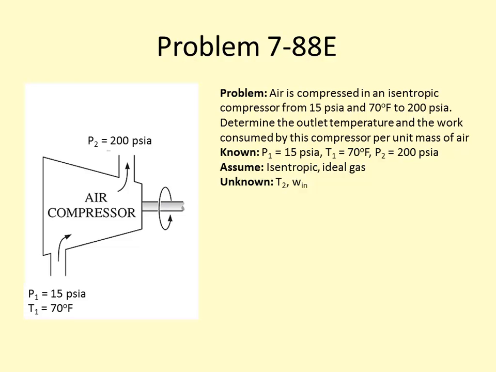What's the second piece of this problem? What do we need to do? Work consumed. So if we want to find the work, what equation should we use? Energy balance. Okay, so Q in minus Q out plus work in minus work out is equal to m dot times H2 minus H1 for a single inlet and outlet.